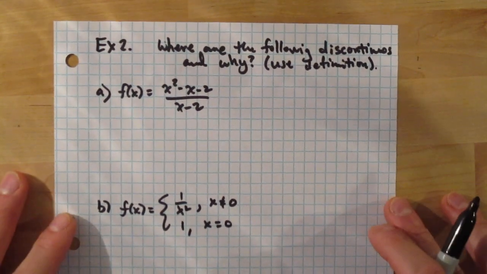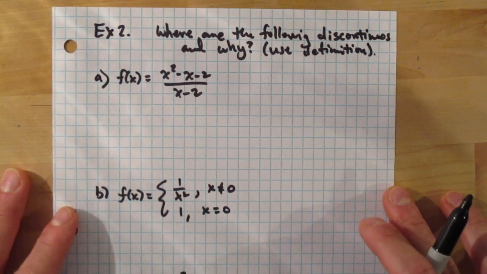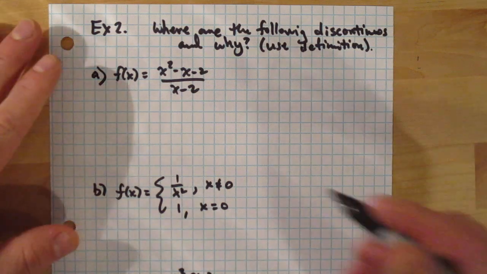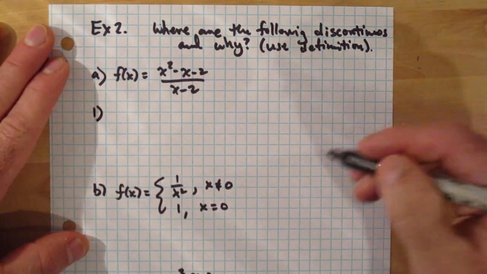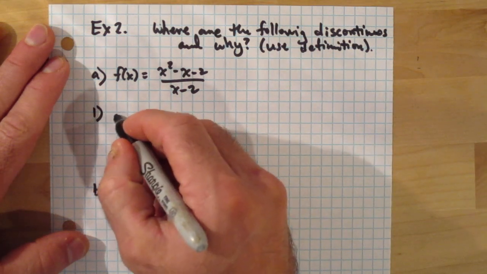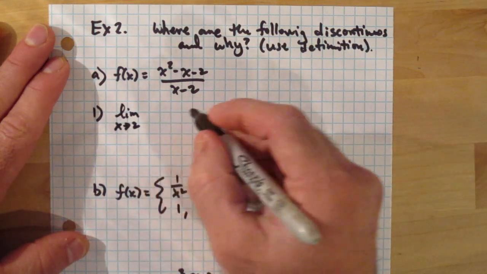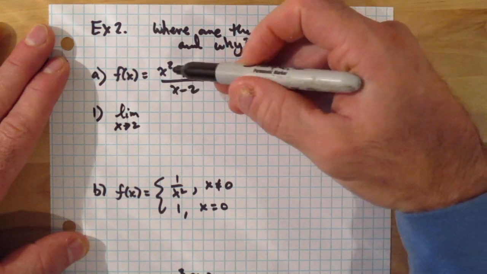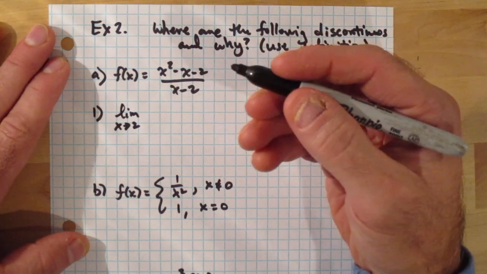Specifically here, where are the following functions discontinuous and why? Let's use the definition. So let's look at the limit first. Let's see if the limit from the left and the limit from the right are equal. Basically saying, does this limit exist as x approaches 2? So if I were just to look at this by inspection, and I plug in a 2, that's 4 minus 2 minus 2, which is 0, and 2 minus 2, which is 0 as well.